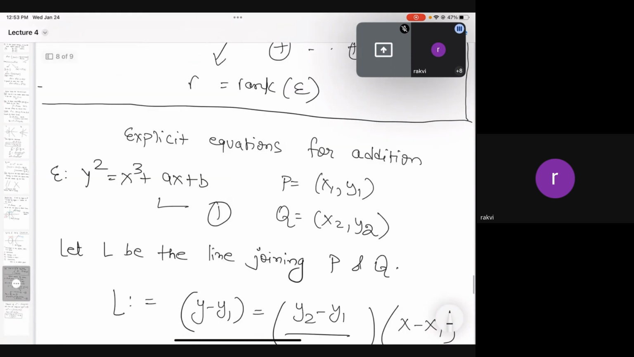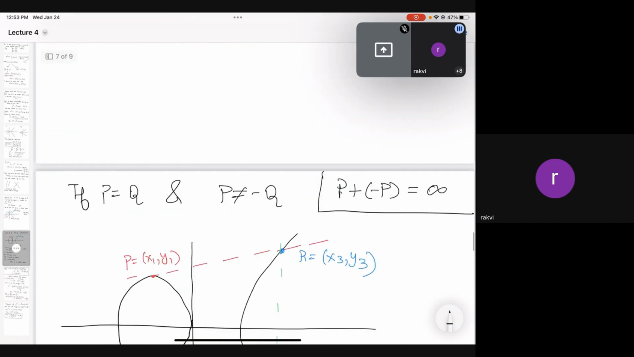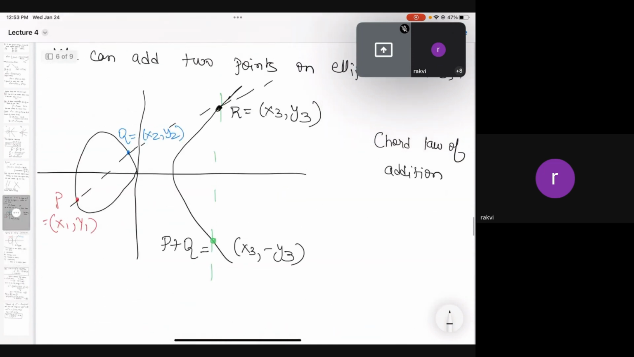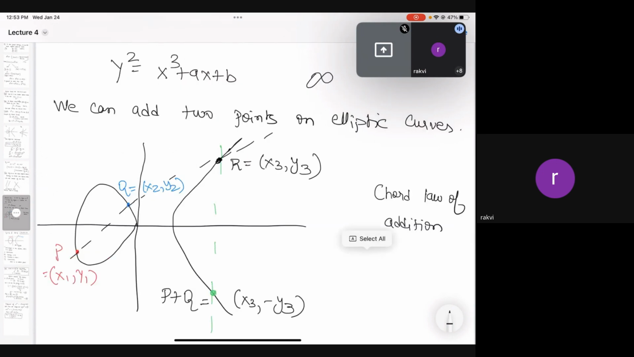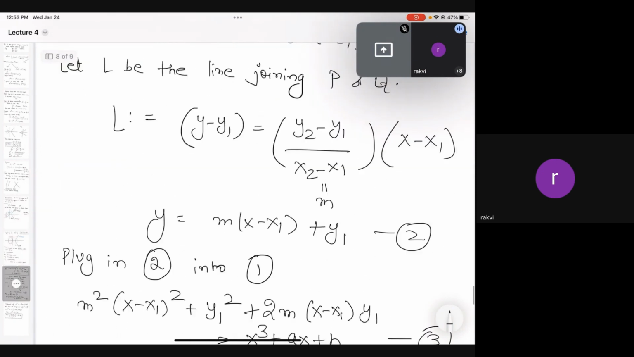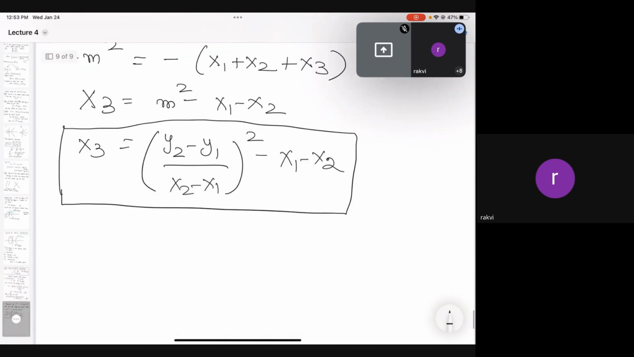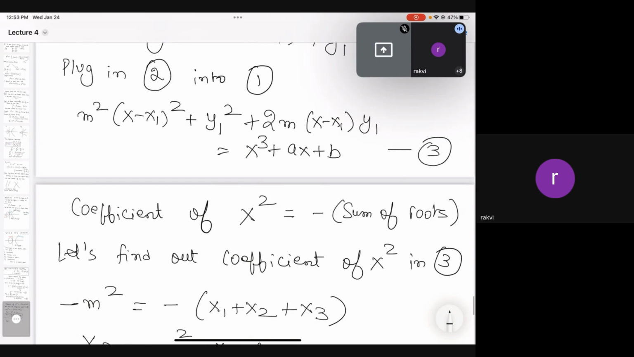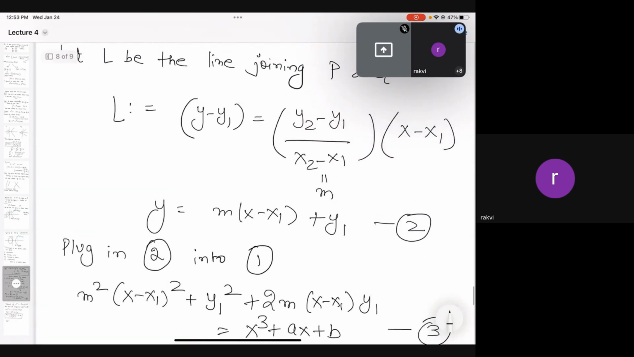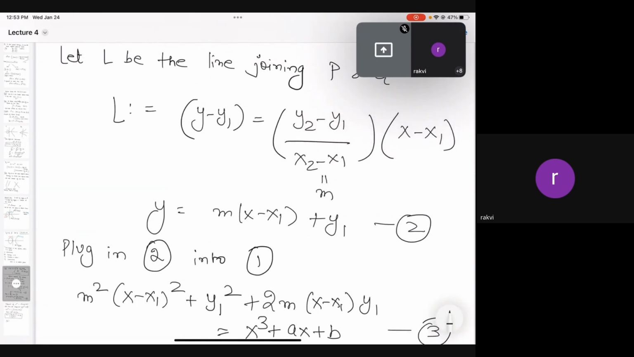Because remember, let me just go back to the picture. Even after taking reflection, the x coordinate doesn't change, right? So the x coordinate is basically the third point of intersection. Now I just want to find y3 and take its negative. That will be the y coordinate of p plus q. So remember how do we get y from x? I use equation 2.